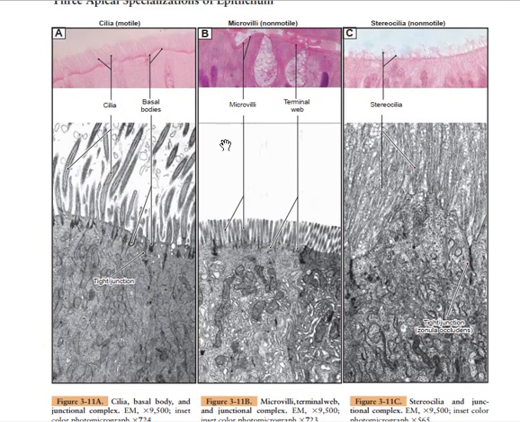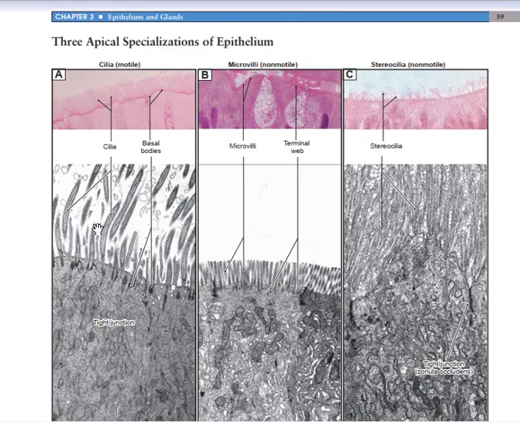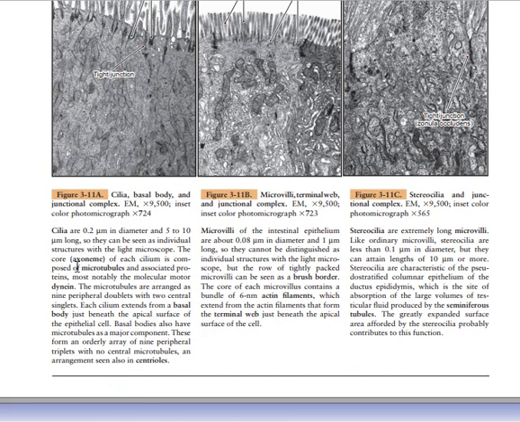I've already said that you have the cilia, the microvilli, and the stereocilia. The difference is that the cilia is 0.2 micrometer in diameter and 5 to 10 micrometer long. That's the length of the cilia. The second thing is that the cilia is made up of a core called the axoneme, and the core is made up of microtubules in pairs. So inside the axoneme of the cilia, you have pairs of microtubules.